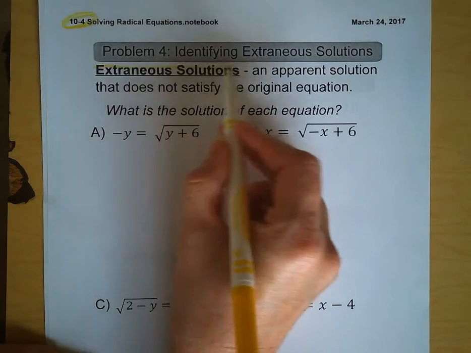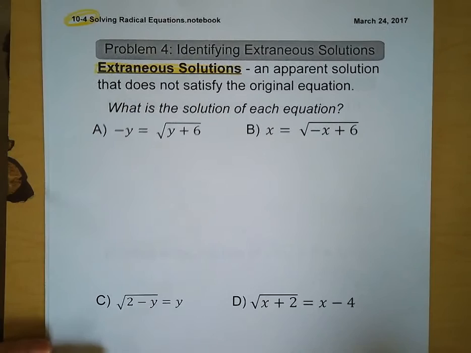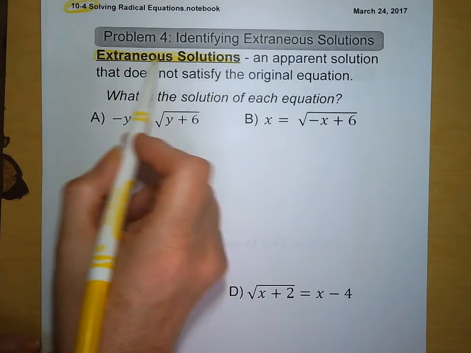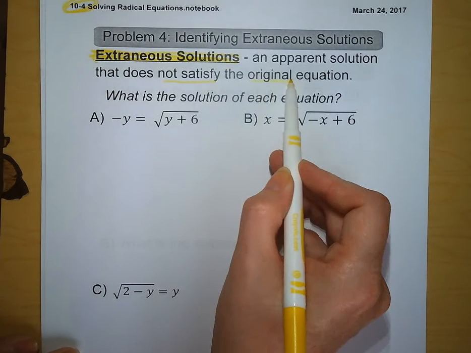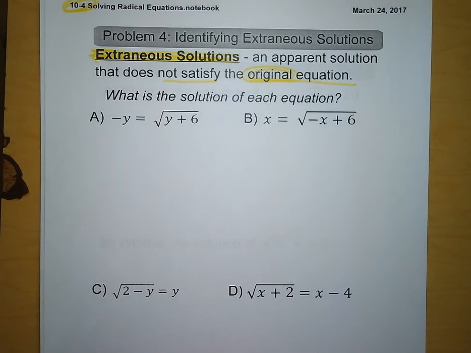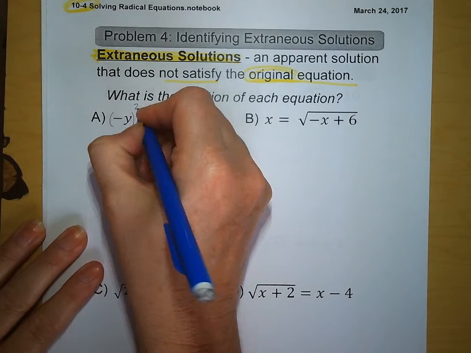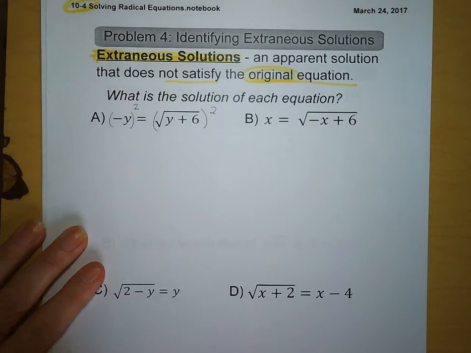Identifying extraneous solutions is problem number 4. That's what we're going to look at first off. And what is an extraneous solution? It is an apparent solution that does not satisfy the original equation. The reason these come up is we are going to be squaring both sides of the equation, so we are adding in an element that wasn't there before. So we are creating an extra solution in order to solve it.